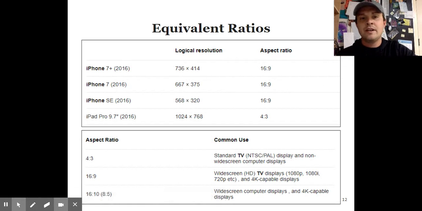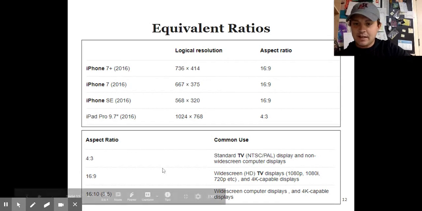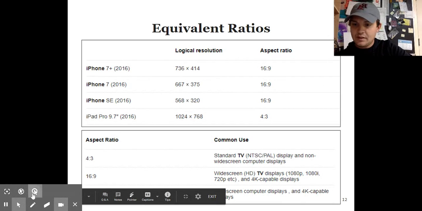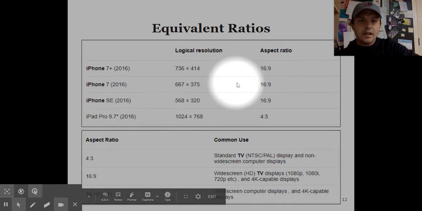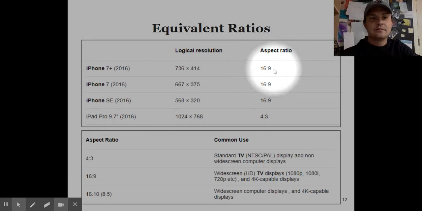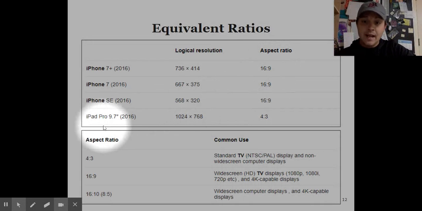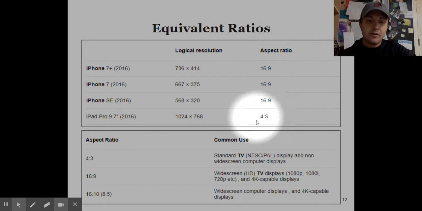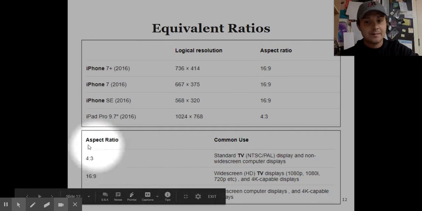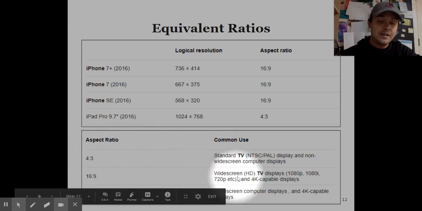If you Google what are the ratios of iPhones and TVs, this is what comes up. As you can see, the iPhone 7 Special Edition, those all have an aspect ratio, let's zoom in here, of 16:9. That means no matter how big it is, it's always going to be 16:9 as a ratio. Whereas the iPad Pro has an aspect ratio of 4:3. And it's interesting because standard TVs also have an aspect ratio of 4:3, whereas widescreen TVs have an aspect ratio of 16:9.